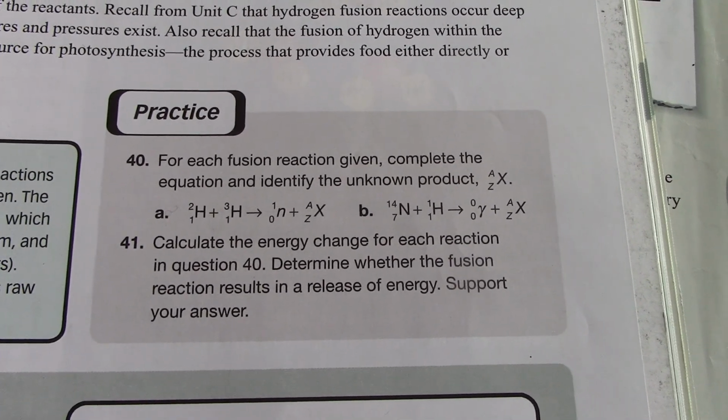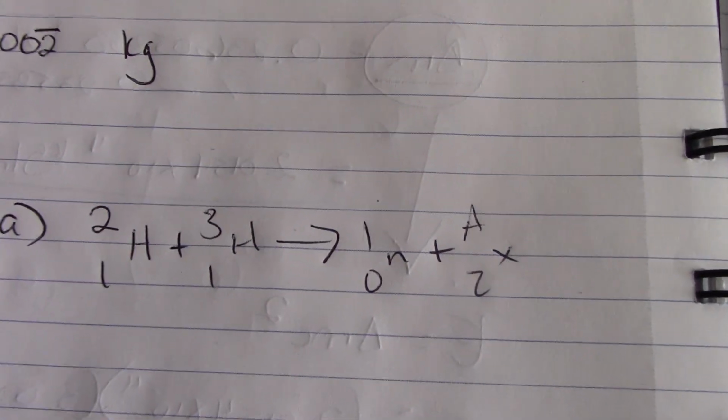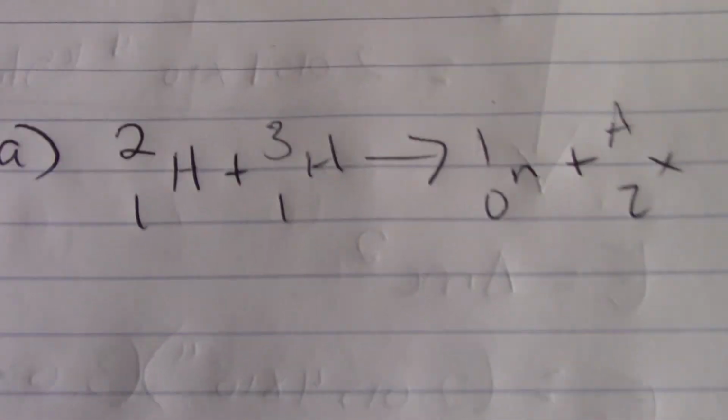So fusion, this is building, so I'm going to show you a fusion equation. So let's look at 40A. So this is page 517, number 40A. Okay, so we have two hydrogen isotopes, and we make a neutron, and then an unknown. So it told you that it's fusion, okay? So this is the main reaction that occurs in the sun.